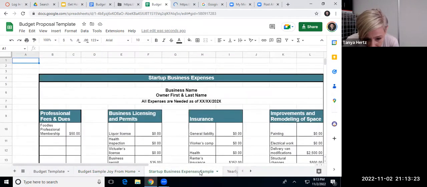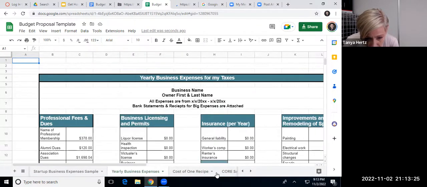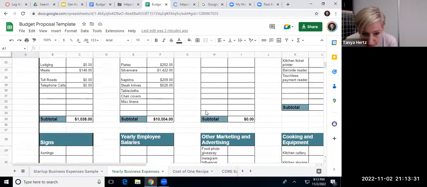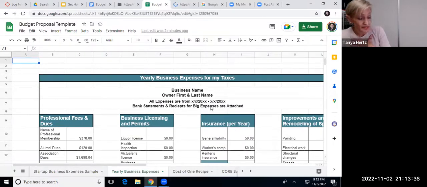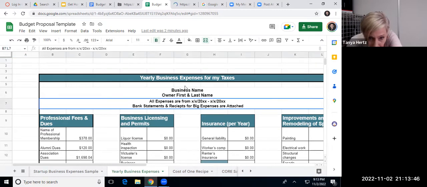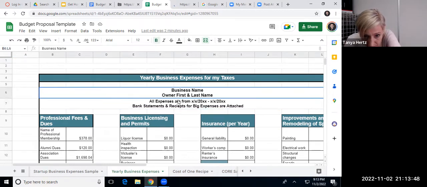And if you go here to the yearly business expenses sample, this is the one that I started for her business. And this is what I would use if it was my business to figure out how much money it would take for me to actually launch this legitimate business. And then also I would use this for my yearly taxes, right? And so you start by going in here, changing the name to your first and last name. And then I separated this by some common expenses.